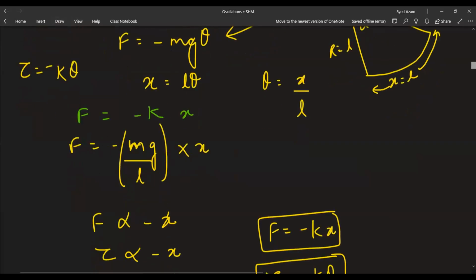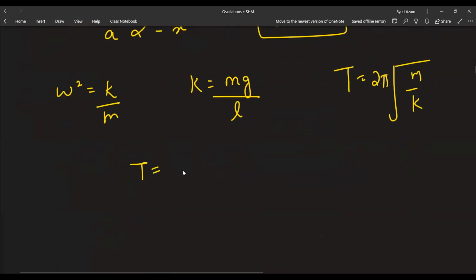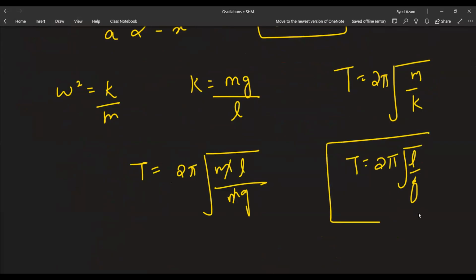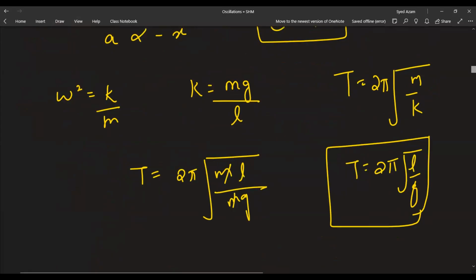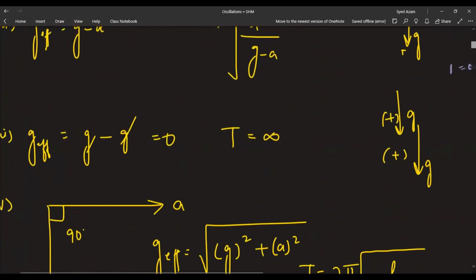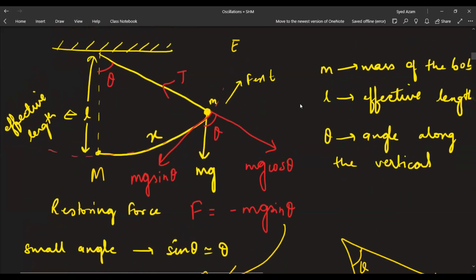Now look, if you put it in this formula of time period, T becomes equal to 2 pi under root m. K will be mg by L, L will go up, m gets cancelled. So your time period is equal to 2 pi under root L by g. This is the formula of the time period of a simple pendulum. Regarding the questions, you already know these kinds of questions will be coming, combined with the laws of motion. So this derivation is there in your syllabus and it can come.